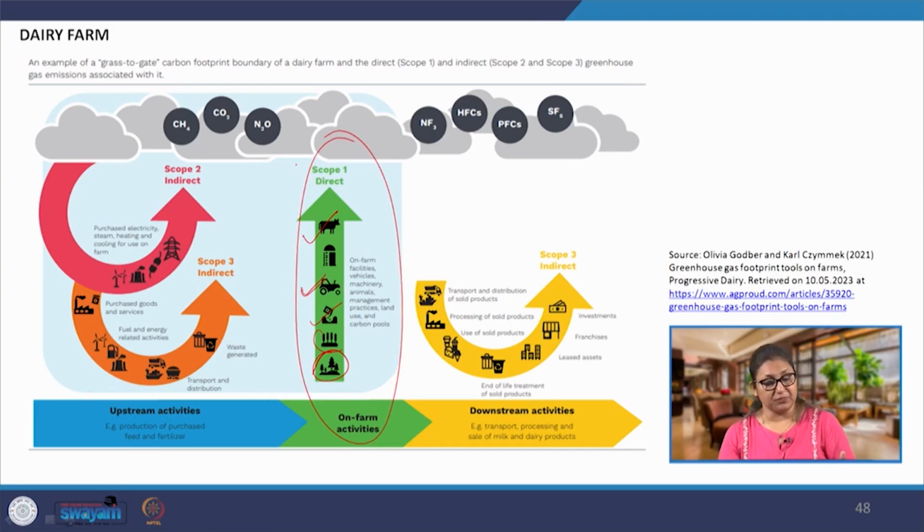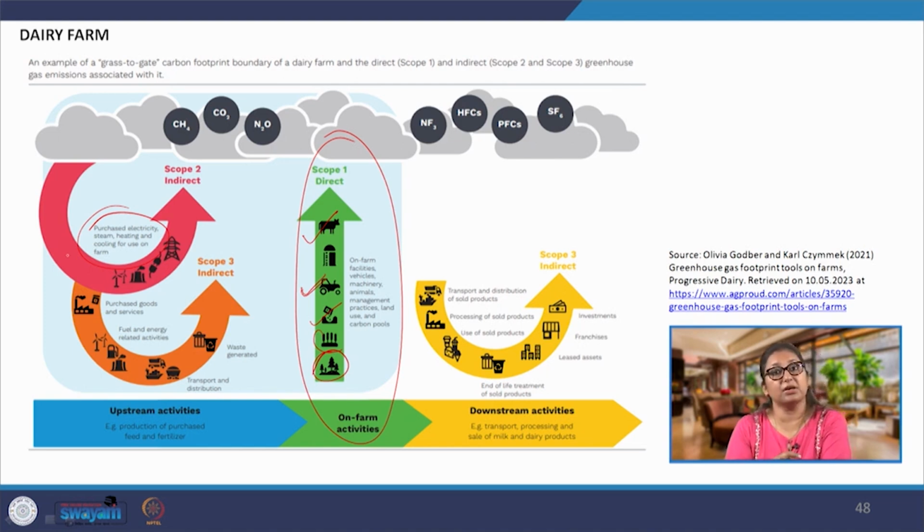Now, looking at the upstream activities. The activities which are contributing towards the creation of the product is what we are talking about as upstream. Here the simple scope 2, which we have understood in other cases also, is purchased electricity, steam, heating and cooling for use on the farm.